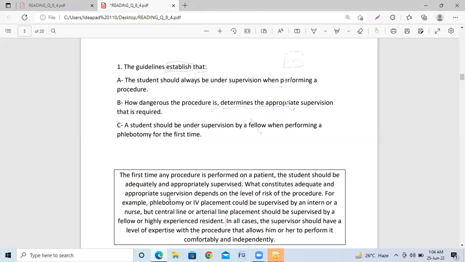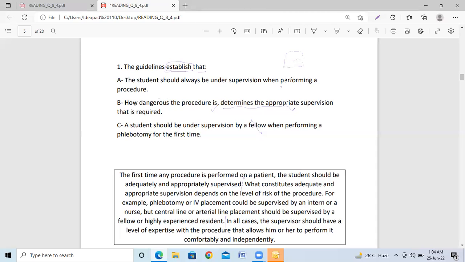Now let's match the text with our options. What does the first option say? The student should always be under supervision when performing a procedure. Does it match with the text? It does match a little bit, but not exactly, and at one point, it contradicts the text. Look at the word always, very important. The text says the first time any procedure is performed on a patient, the student should be adequately and appropriately supervised. The text says the first time, but the option says always. So it does not match, and we can exclude it.